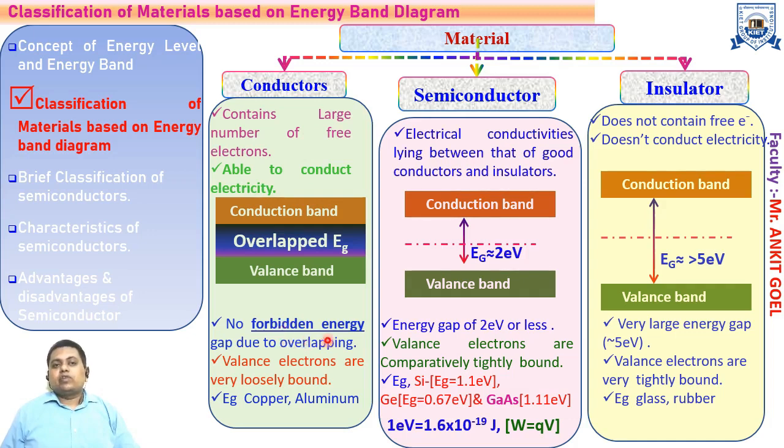This means there will be no forbidden energy gap between the conduction band and the valence band. So valence electrons are very loosely bound, and the materials which are treated as conductors are copper and aluminum.